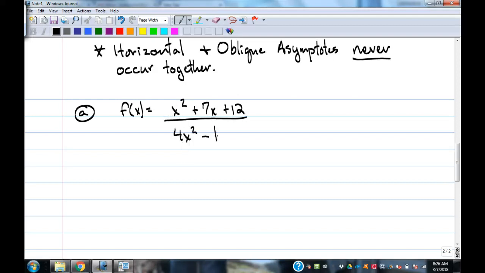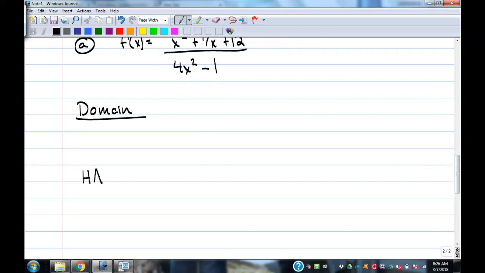All right. So this is what we're going to do. We're going to find the domain. We're going to find the horizontal asymptote, if there is one. Or excuse me, let's find the verticals first, because that's related to the domain. Vertical asymptotes. We're going to find the horizontal asymptotes, and then we're going to find the obliques if they exist. Okay. So these 4 things are what we're doing right now.